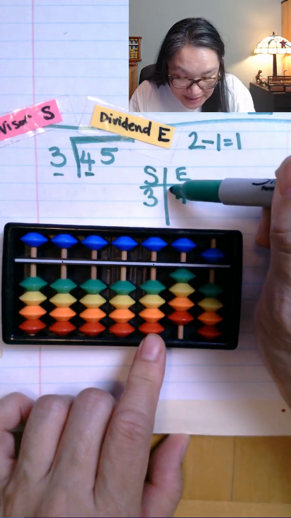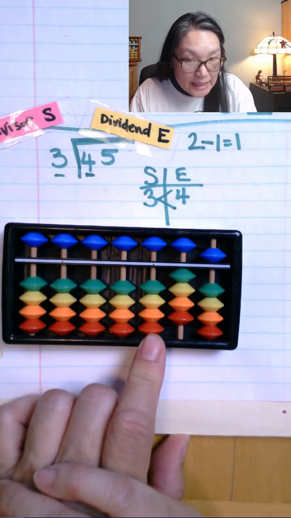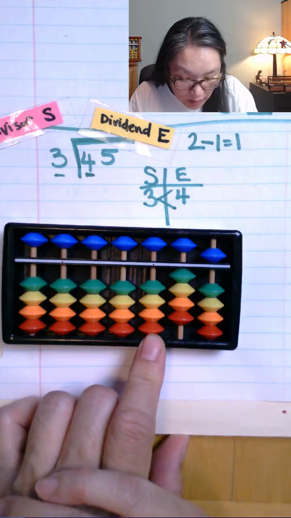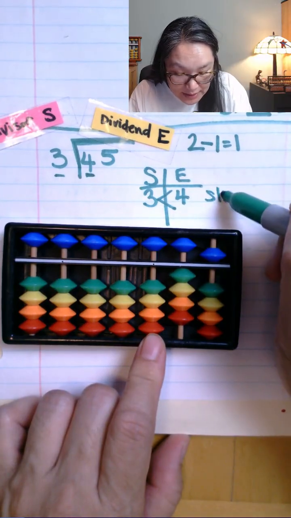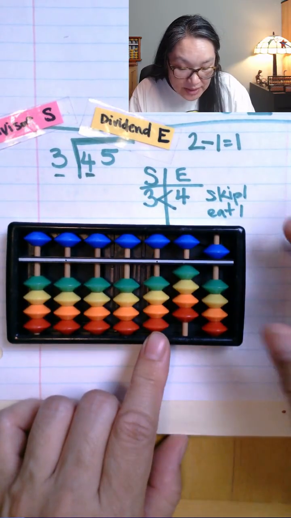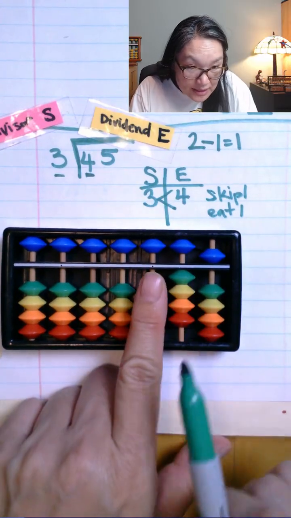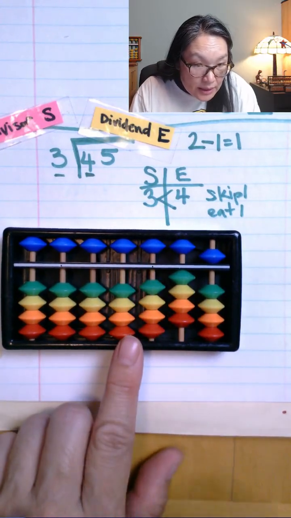So when my dividend is bigger, I'm going to skip 1 column, subtract 1 column. So I'm going to write it again. Skip 1, I'll say eat 1, which means subtract 1. So because I'm only going to take the 1, this is the column I'm going to skip.